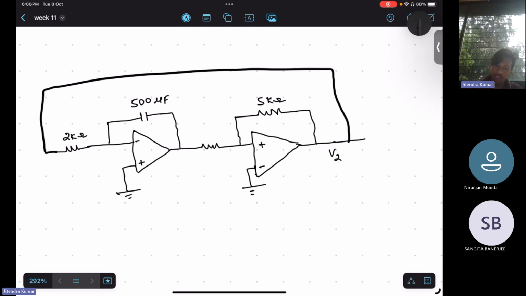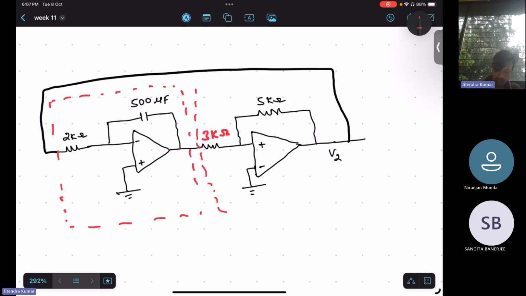Now we can first segregate. This portion is which circuit? As I mentioned, it is the integrator. Why integrator? That we will see. This is again 3 kilo ohm, and this is a Schmitt trigger. Isn't it? So we need to find out certain things.